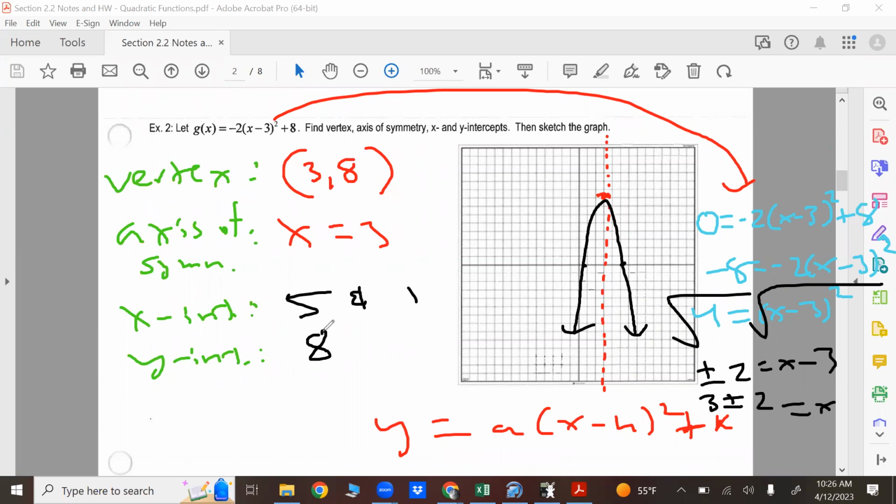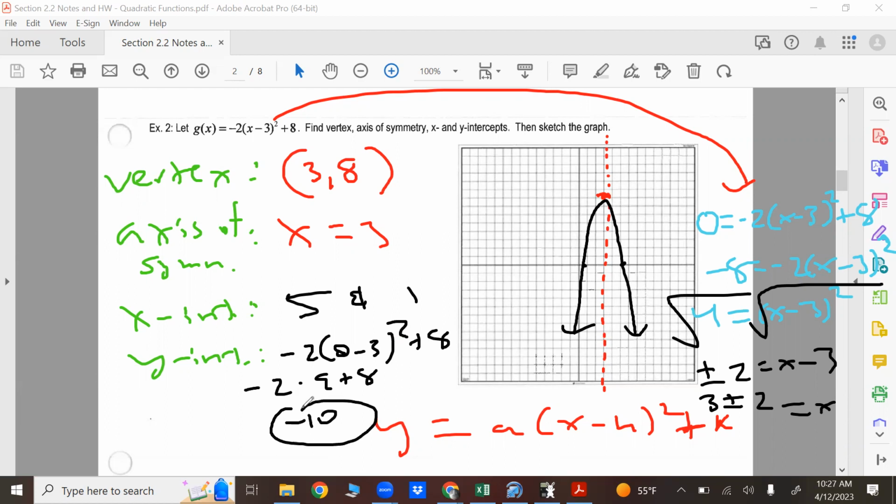Wait, whoa, hold on, I'm wrong. The y-intercept's not 8. The x-intercepts are 3 plus 2 and 3 minus 2, right, 5 and 1. My bad for the y-intercept. I got to plug in 0. I jumped the gun there. -2 times 9 plus 8 should be -10. I clearly didn't do that to scale, but whatever, it's fine.